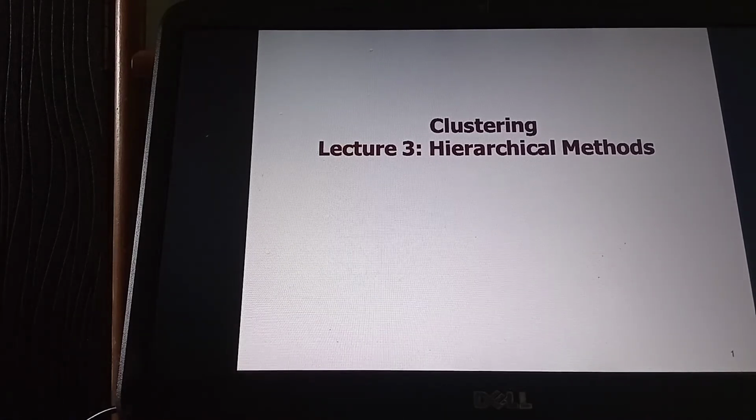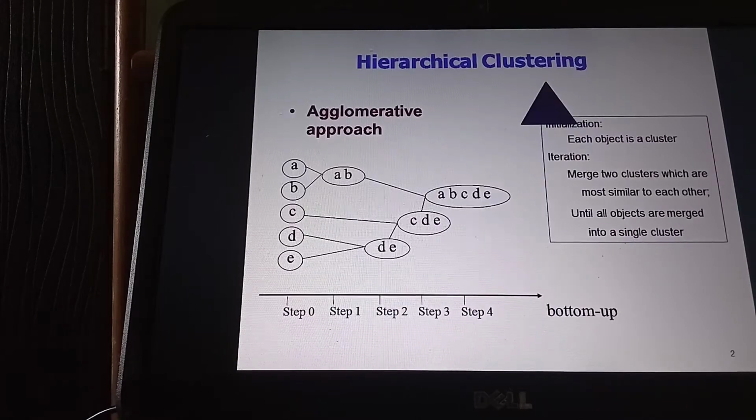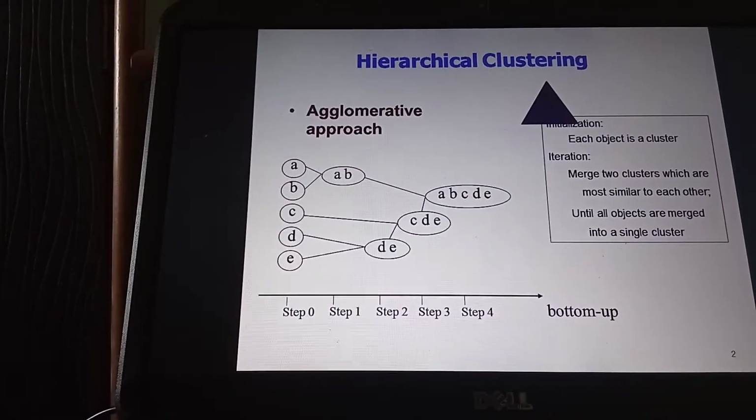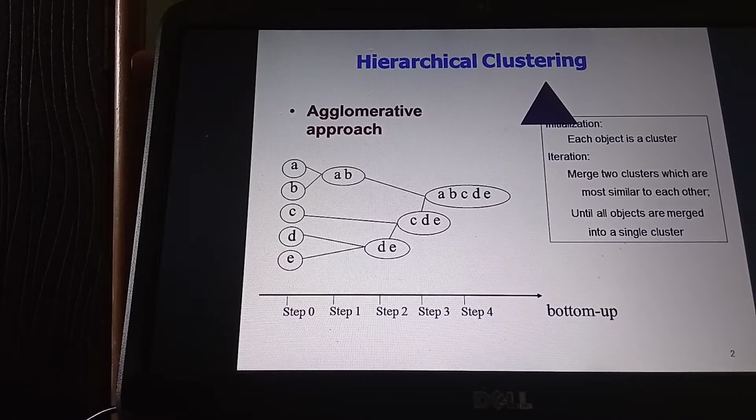All of you know that the second method of clustering is the hierarchical method. In that, the set of data objects are decomposed hierarchically using a certain criteria. Hierarchical clustering uses two approaches, bottom-up and top-down. The bottom-up approach is also called the agglomerative approach. In that, first initialize each object as a cluster, and iteratively merge the two clusters which are most similar to each other until all objects are merged into a single cluster.